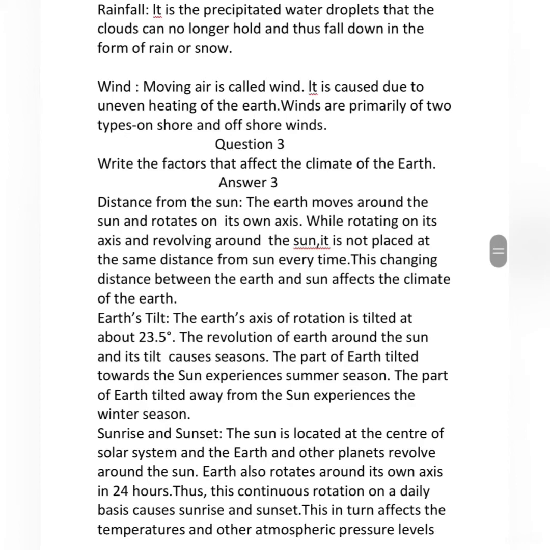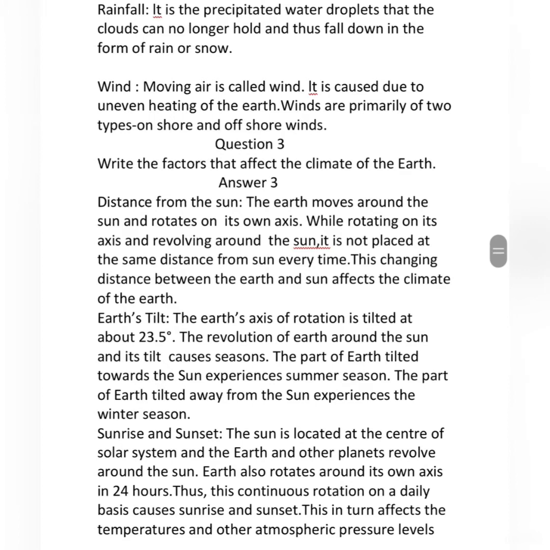Humidity. Humidity is the amount of water vapors present in the air. Rainfall. It is the precipitated water droplets that clouds can no longer hold and fall on the earth in the form of rain or snow. And wind. It is the moving air. It is caused due to unequal heating of the earth. Winds are of two types, onshore and offshore winds.